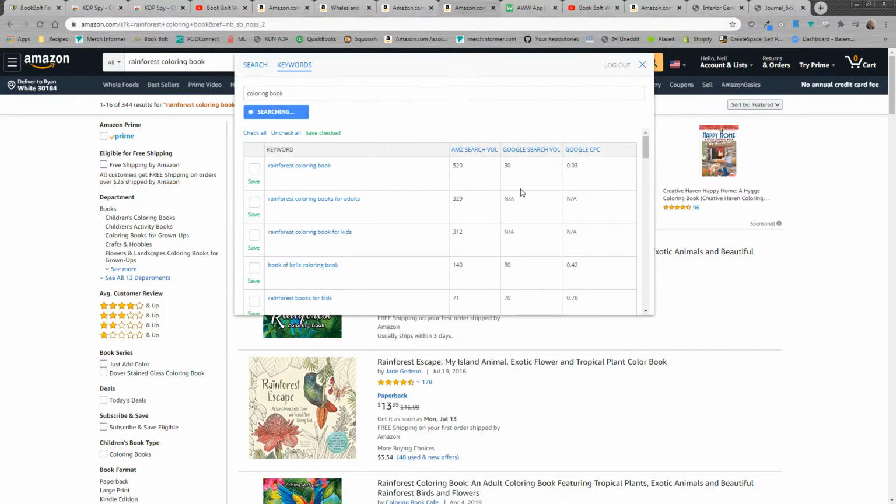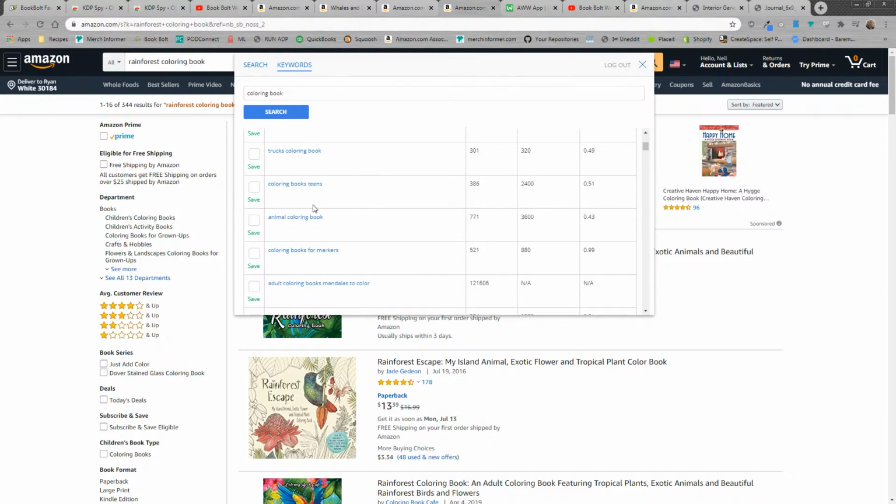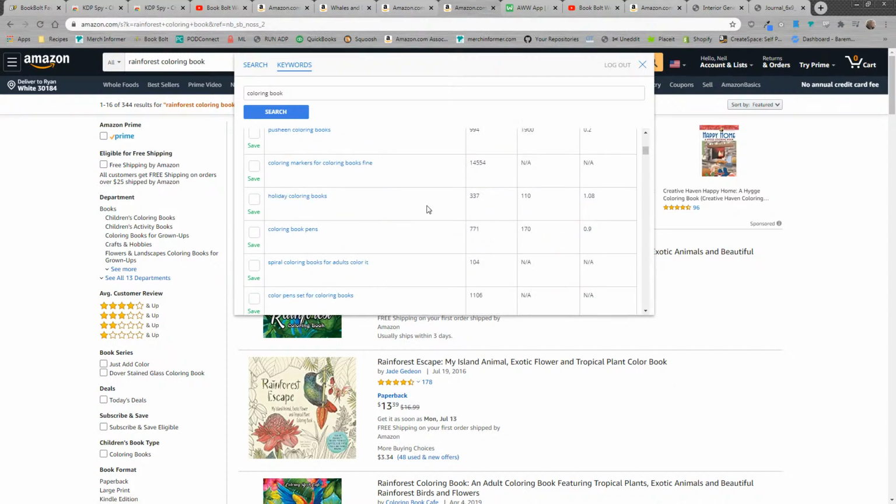Let's just look at coloring book, for example. Pig coloring book. Let's see. Coloring books for teens. Adult coloring books. Mandalas. Okay, that's a lot of searches a month. Mandalas, huge. Huge holiday coloring books. There are so many different types of coloring books you can do.